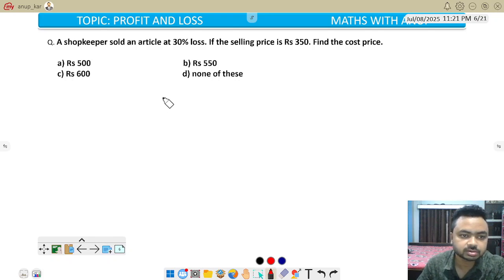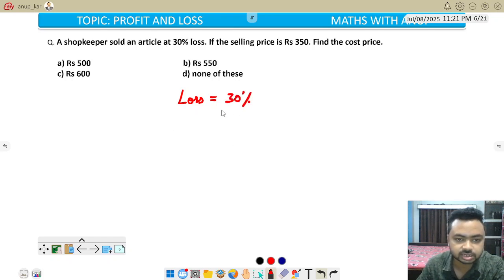A shopkeeper sold an article at 30% loss. If the selling price is 350, find the cost price. So here we are being asked to find the cost price given the loss percentage. So the loss is equal to 30% given. As this percentage is a whole number, we will use a method called the 100 method.